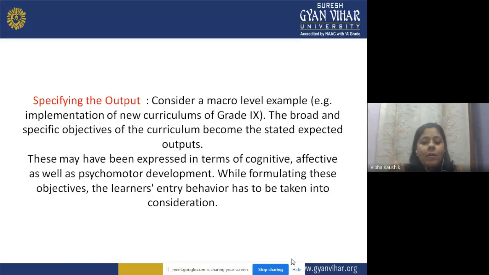Now, what is the micro level? When we are looking at a thing or a perspective at a smaller level. Example, implementation of a new curriculum for grade 9. When we are talking about how to implement a new curriculum for class 9.